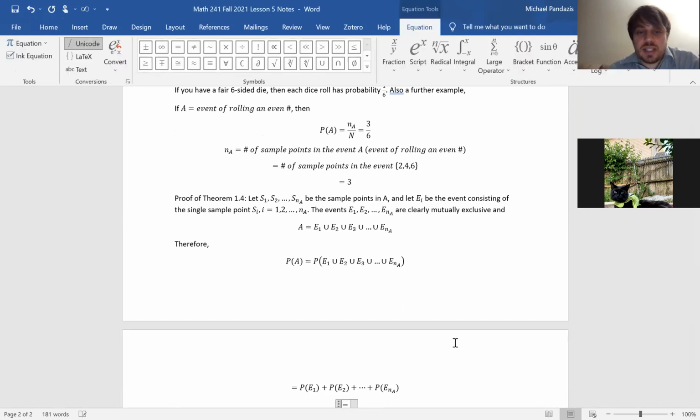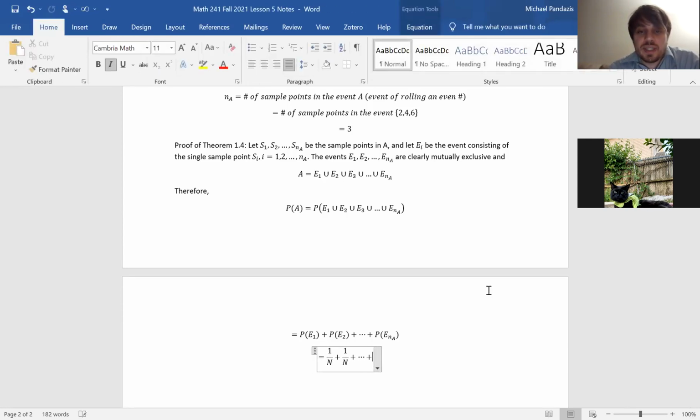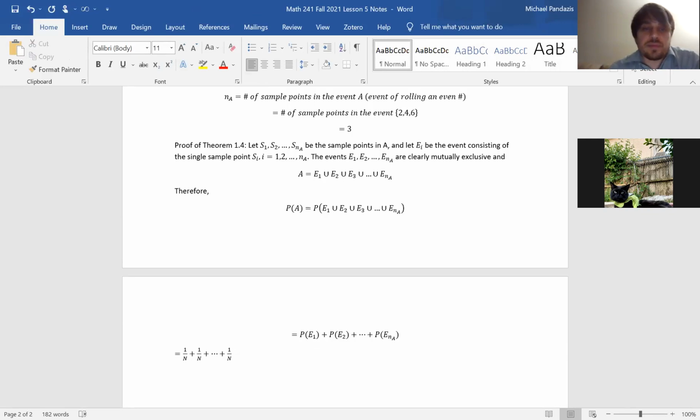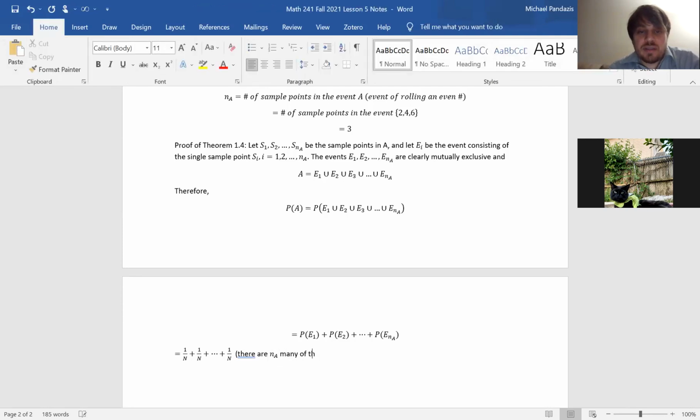Okay, and so then that's equal to, well, each of them is a single sample point in the experiment. It's assumed that every sample point has probability 1 over capital N, where capital N is the number of sample points in the experiment. And so what you're doing is adding these probabilities, and each of them has probability 1 over capital N. But there are n sub a many of them in the sum.